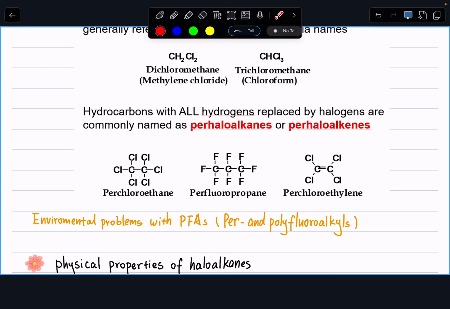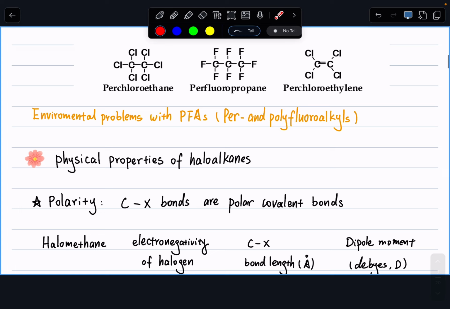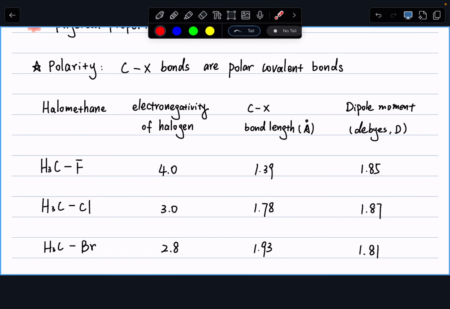A little bit more information regarding the physical properties of the haloalkanes before we jump into the reactions. Think about it: what is the more important thing? Now we have a C-X bond, a carbon bonded to a halogen. The most important property coming from this covalent bond is the polarity. Because of the electronegativity difference, you have a highly polar bond. If we write it out, we have the partial positive charge on the carbon and partial negative charge on the X, and we can point the dipole moment in that direction.